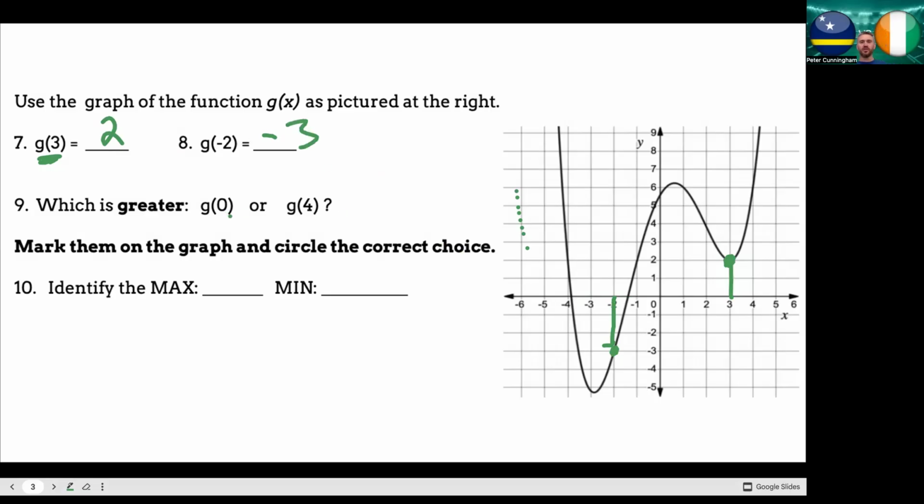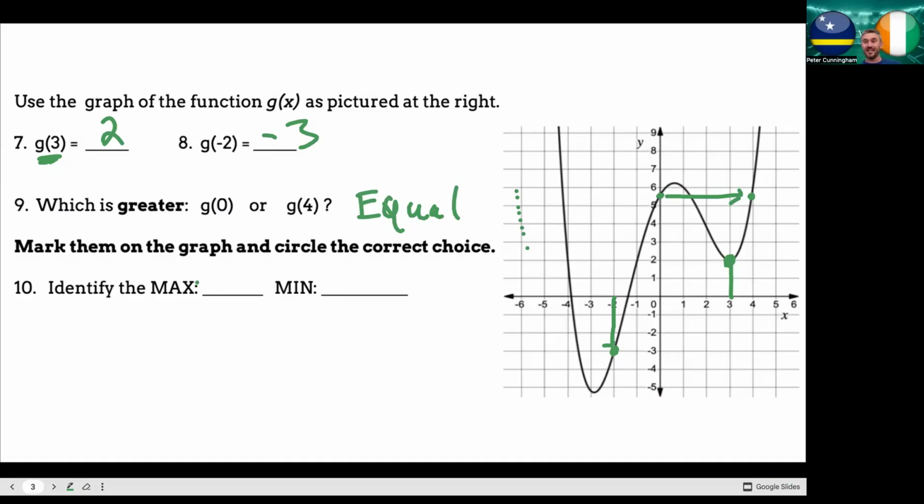Which is greater, g of 0 or g of 4? My class said they did not think these were equal. I think these are equal. If you saw something different, okay, just draw it in a way that makes it clear. But I think they look equal, at least on my drawing, they look pretty equal. But if you can prove otherwise, at least make sure you can prove it.